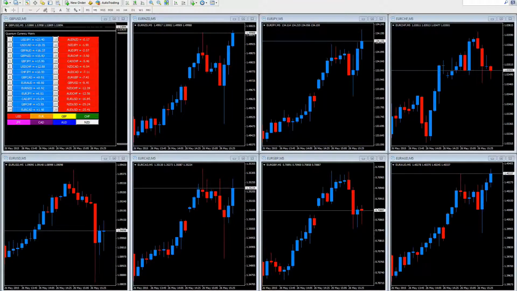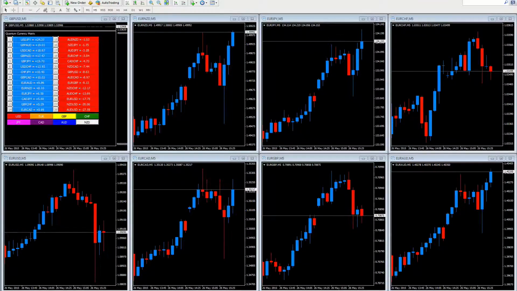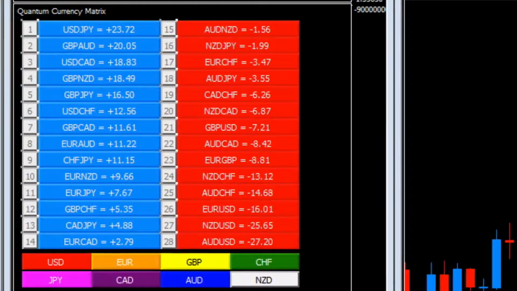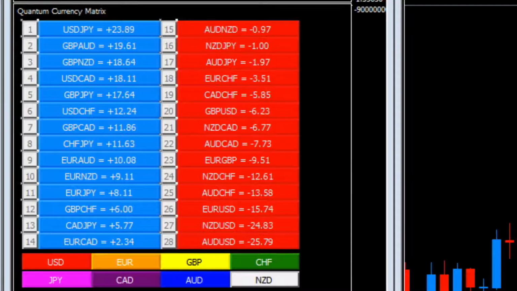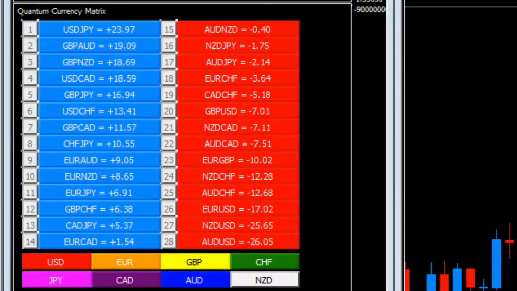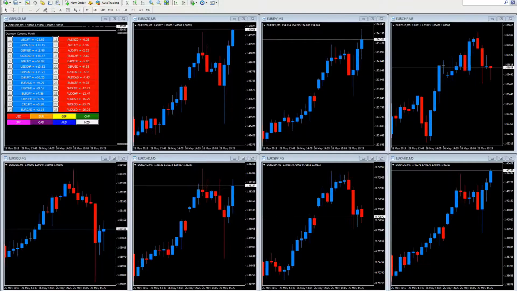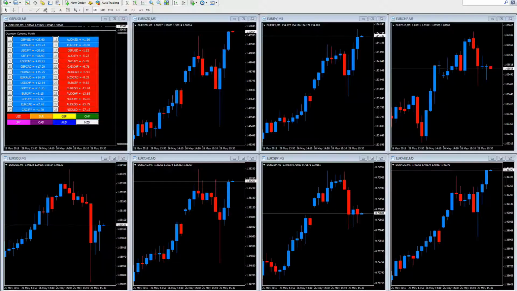Now, this profile really represents what the currency matrix is all about. In the top left, we have the currency matrix itself in the top left window. This is the leaderboard of bullish sentiment and bearish sentiment, and we'll come back to that in a moment. And then in the remaining 7 windows, we have a euro workspace. And these are the 7 currency pairs for the euro on a 5-minute time frame.